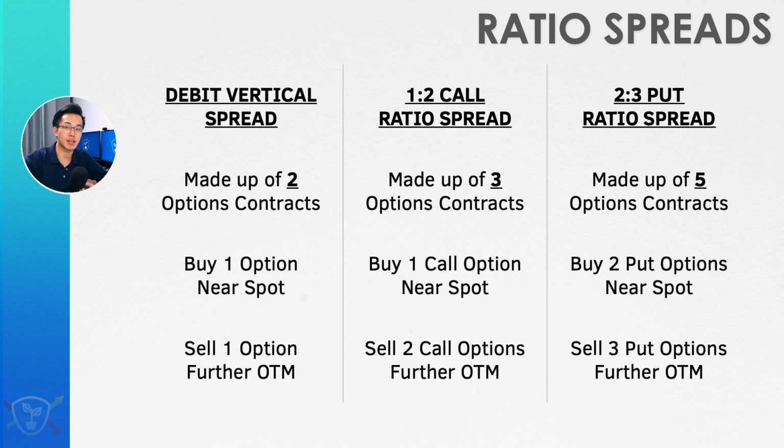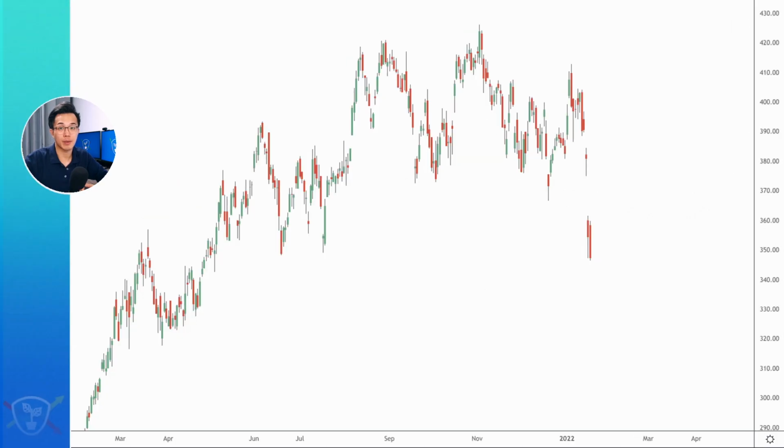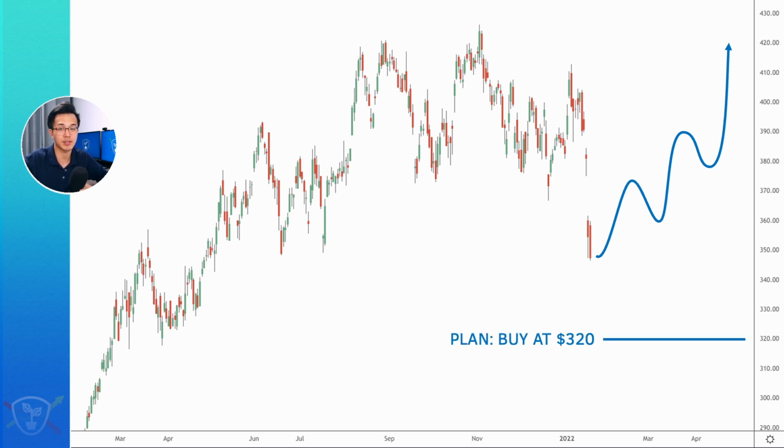Please remember that this example is for illustrative purposes only. It's not meant to be taken as investment advice to buy or sell any particular security. So first up, we see that this stock has made a move to the downside. Let's say I'm long-term bullish on this particular stock and I want to buy this particular stock. But I like a good deal, I like a good bargain, so maybe I've identified $320 as the price that I want to buy 100 shares of this stock.